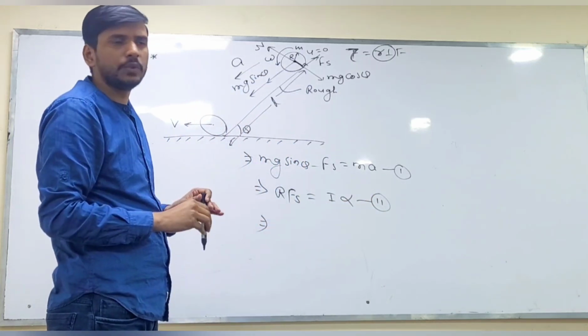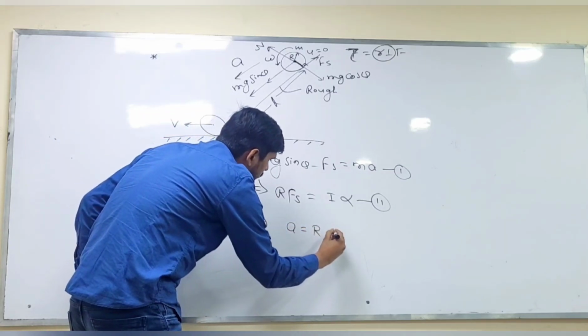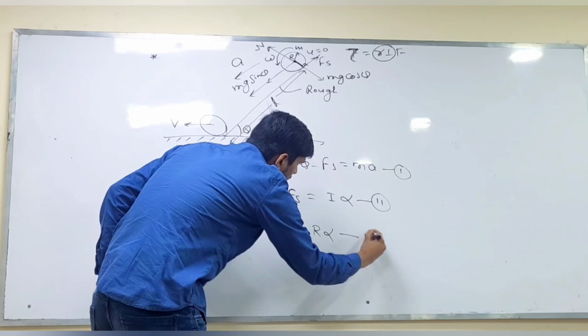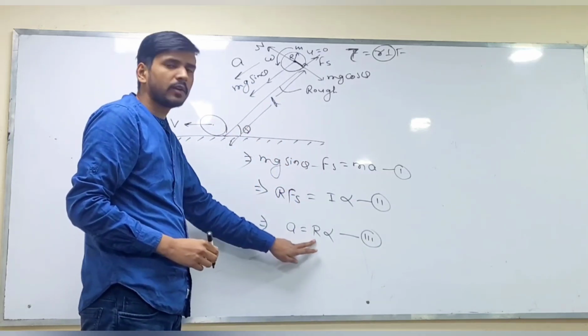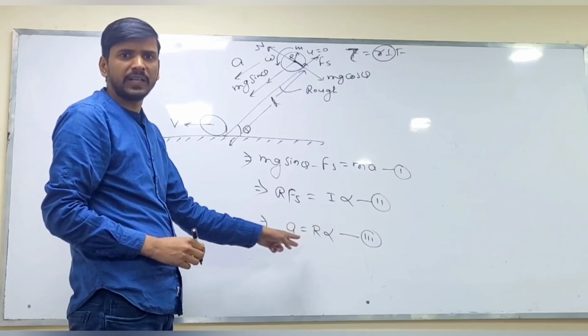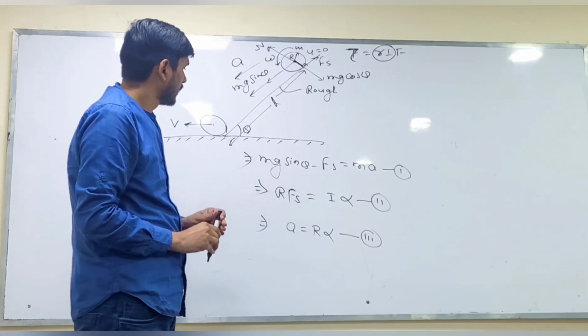The third equation we will use is a equal to R alpha. This is the condition of pure rolling motion. A equal to R alpha, or v equal to R omega, both are conditions for pure rolling motion.